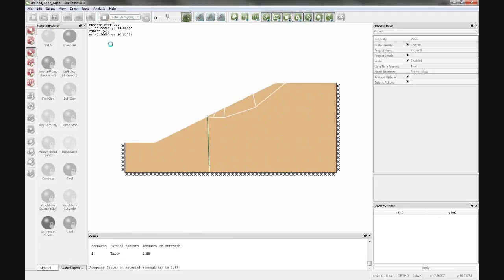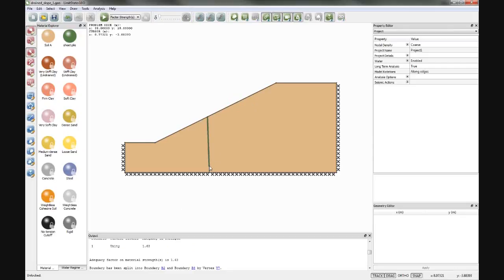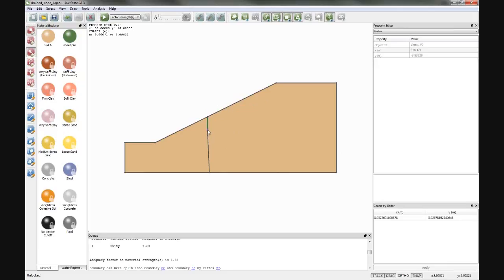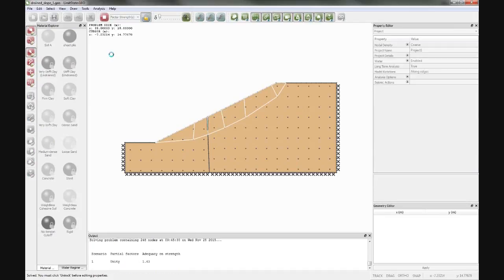So in this case, it's deep enough that it's saying I can only fail at the top, and the factor of safety on strength has gone up to 1.88, whereas before it was 1.63. If that becomes too short, then clearly it's not going to have any influence, and the failure mechanism will just go around it, and we'll get a number pretty close to 1.63 as before.